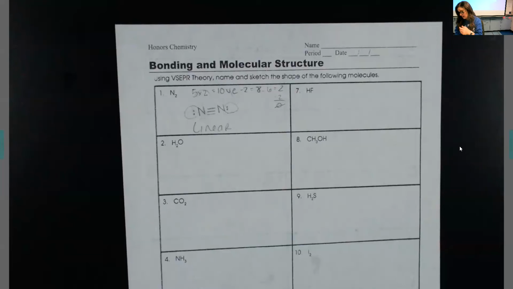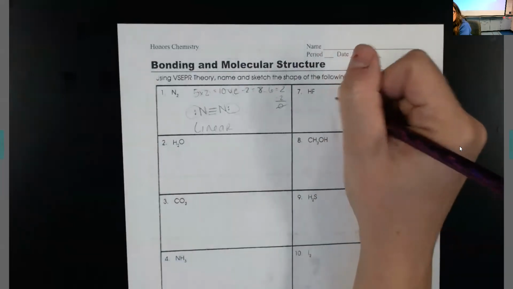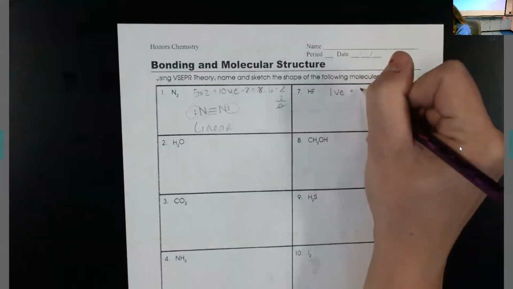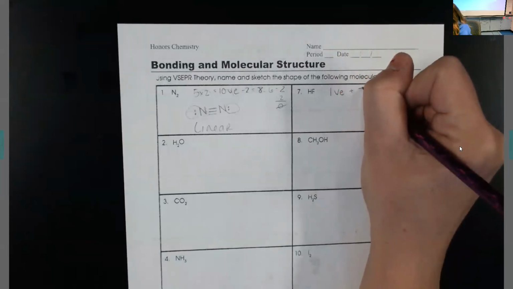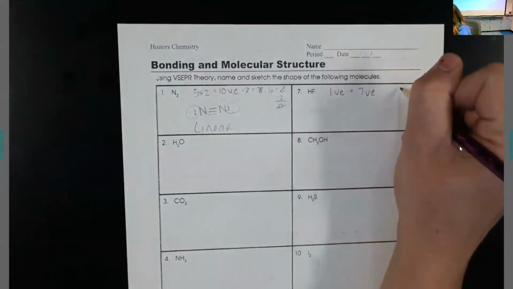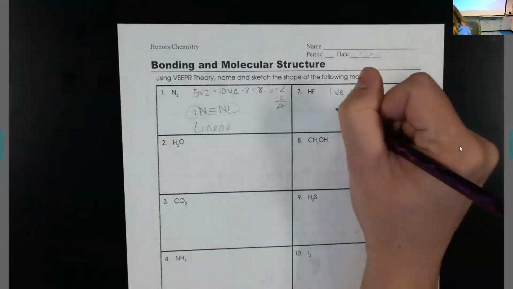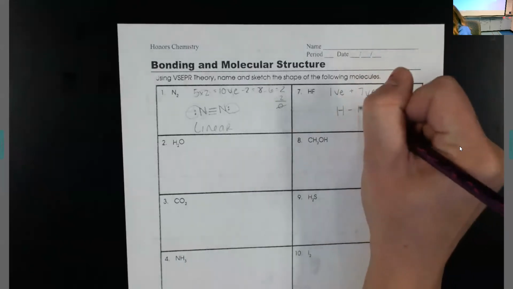Okay, everything's fine. So with HF, we have an H that has 1 valence electron. And then an F that has 7 valence electrons. So 1 plus 7, you're welcome, is 8. And so my 8 valence electrons, I'm gonna naturally use 2 to bond hydrogen to fluorine.